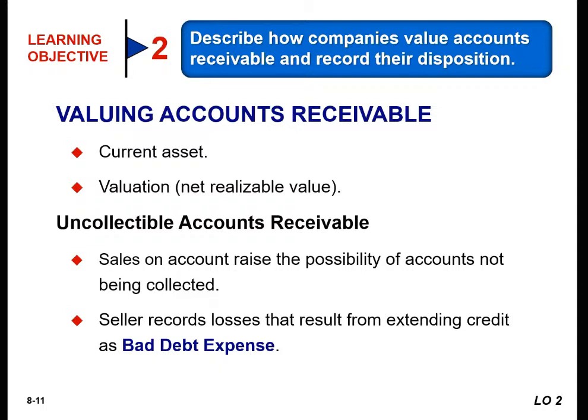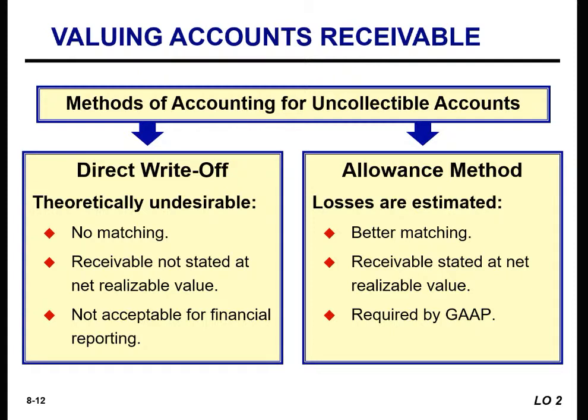Because there will be some of those accounts receivables that won't be collected. We need to determine what that amount is and recognize it as a bad debt expense in the period in which the sale actually occurred. There are two methods in accounting for uncollectible accounts. Those two methods are the direct write-off and the allowance method.